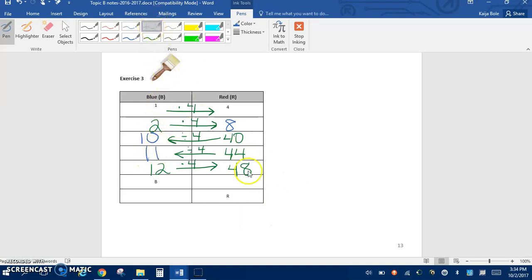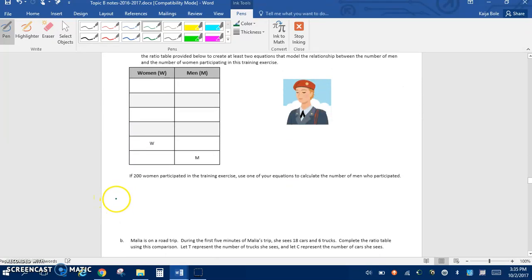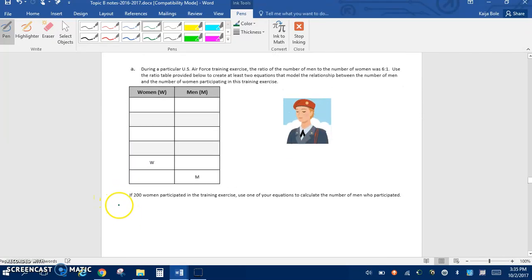We have our first variable is b. To go across to red, we would multiply by 4. So we would get 4b. And if we went back the other way from r, we would be dividing by 4. So we would get r over 4. So that's it for page 13. I want to look on to the next page now, page 14. This is the last example we're going to do all together.